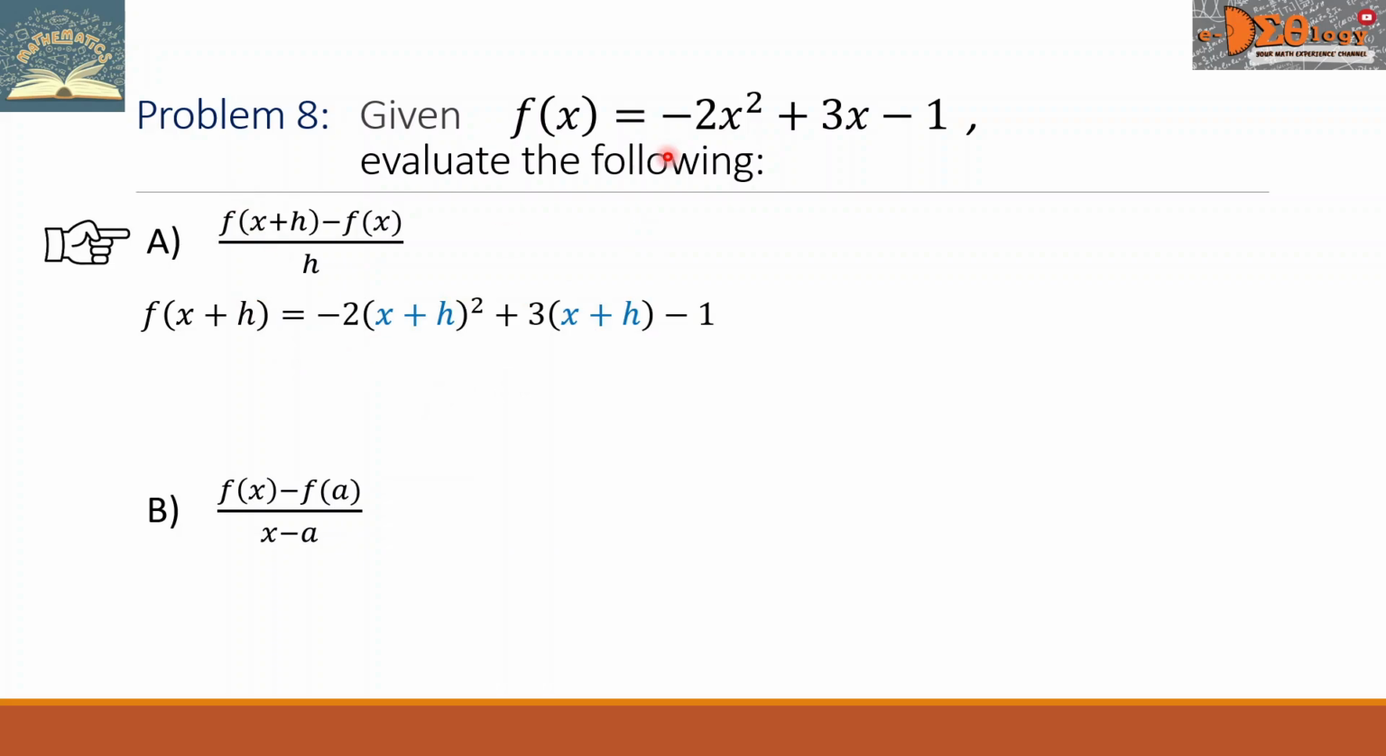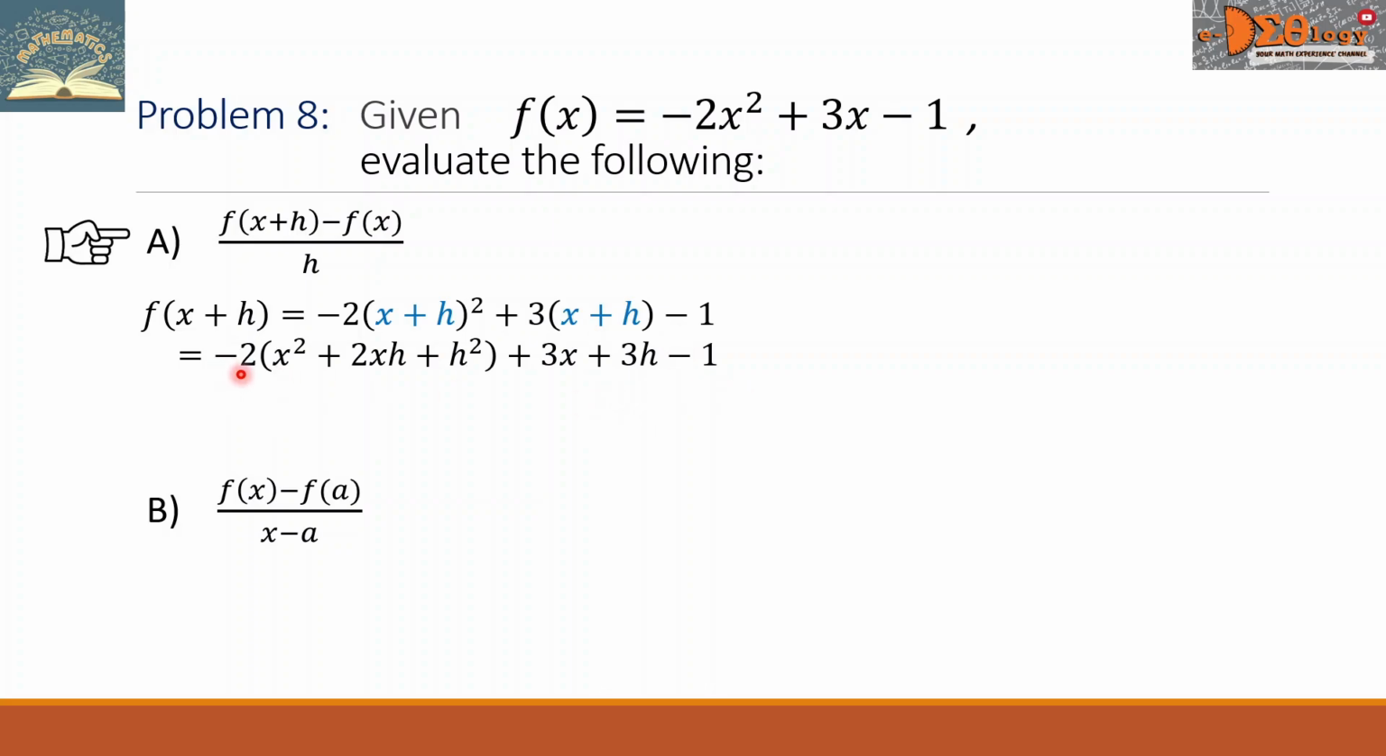So we have negative 2 times the x, we change it by x plus h, then we square, plus the 3x now changes into 3 times x plus h, and then minus 1. We expand this square of x plus h. It becomes the trinomial x squared plus 2xh plus h squared. And then this 3 we multiply to x becomes 3x. 3 times h becomes positive 3h, then negative 1.